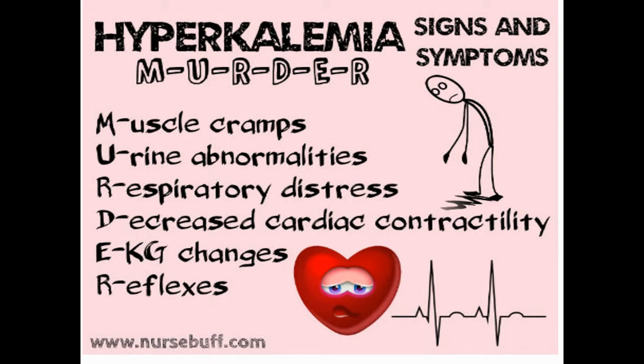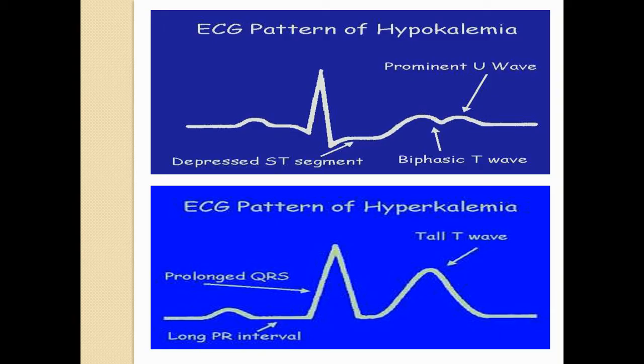These are another mnemonic. For the signs and symptoms of hyperkalemia, we use the mnemonic MURDER. Murder includes muscle: the person will have muscle cramps. Urine abnormalities, respiratory distress, decreased cardiac contractility, ECG changes, and reflexes. Okay, so we will now discuss the ECG pattern.